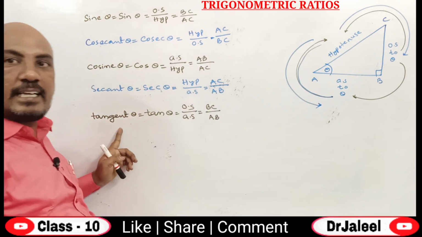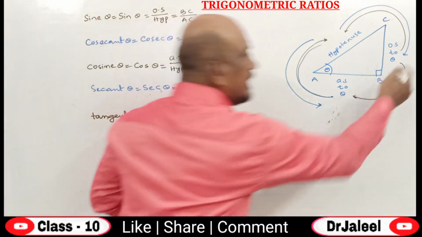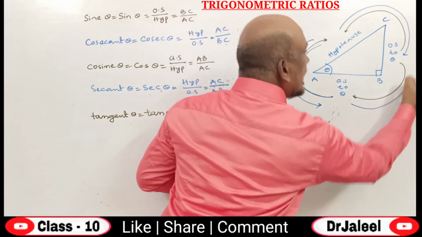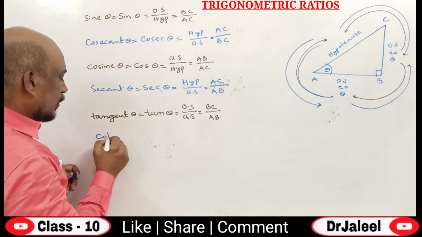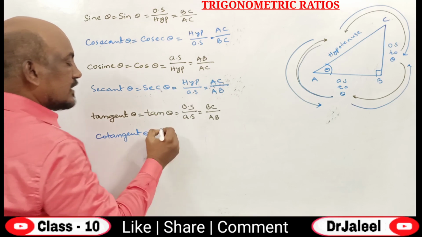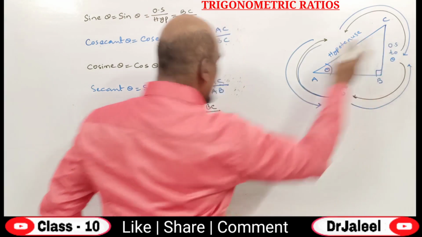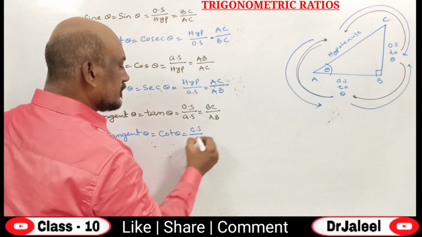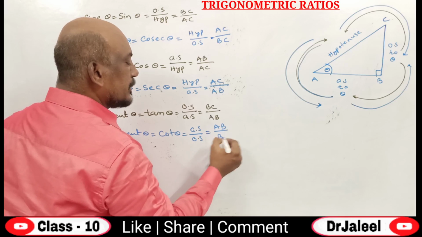Now the third one left, that is tangent. Tan theta is equal to opposite side by adjacent side. Then what is adjacent by opposite going to be? Adjacent by opposite is going to be cotangent. Cotangent theta can be written in short as cot theta. What is cot theta? Adjacent side by opposite side, that's nothing but AB by BC.